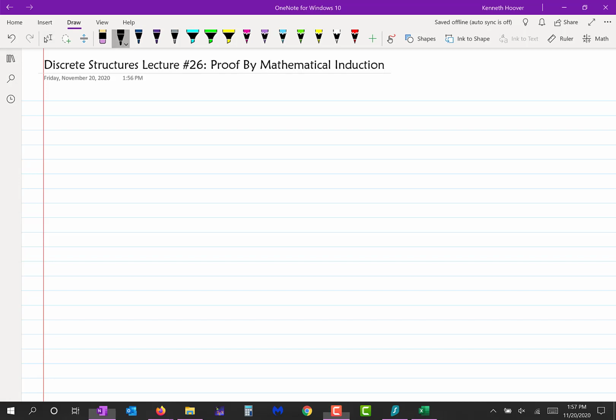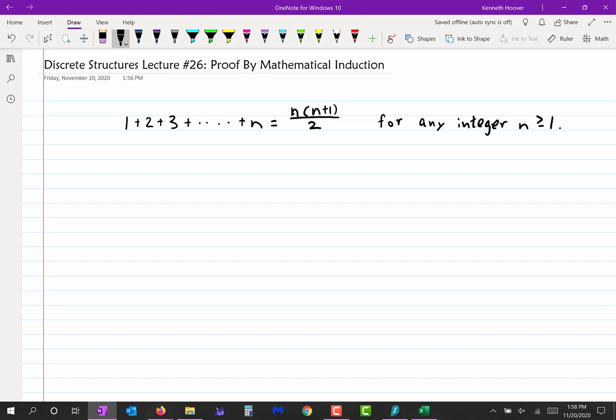Okay, in today's lecture, I'm going to show you a very clever trick for proving statements like, for instance, this example: 1 plus 2 plus 3 plus so on up to n equals n times n plus 1 over 2, for any integer n equal to or greater than 1.